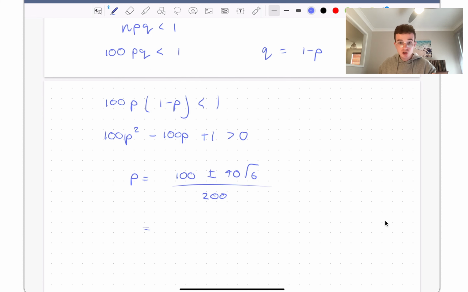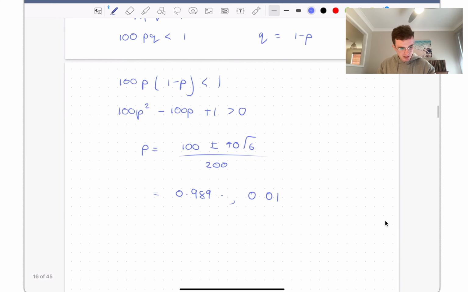So I've just used the quadratic formula there. If we evaluate those two numbers, 100 plus 40 root 6 on 100 times 2, 200, we get 0.989... or 0.01. So in other words, p must be changed to either 0.989 or 0.01. Interesting question, I liked it.